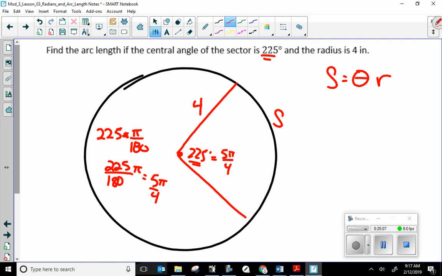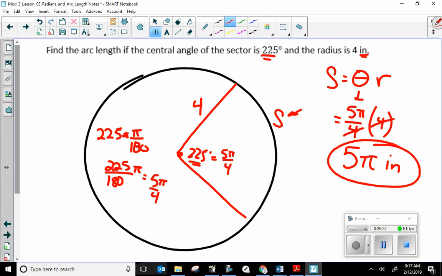So this is 5 pi over 4 times my radius, which is 4. They don't tell me to round it, so these 4's cancel. It's 5 pi inches. That's what S equals. How do I know it's inches? My radius is in inches. Sweet. Easy.